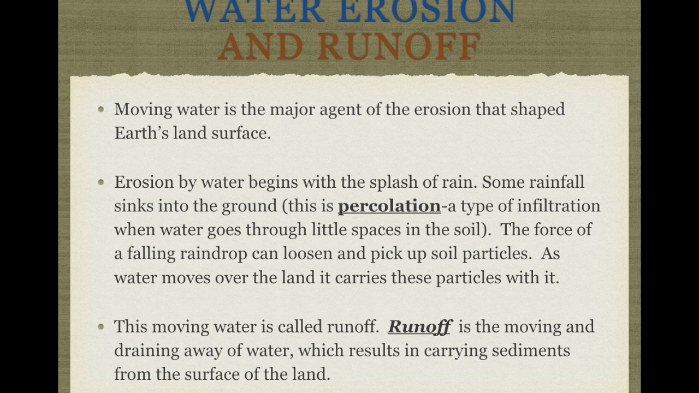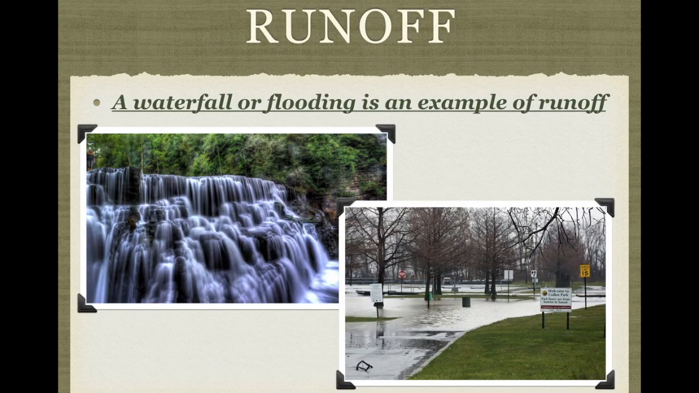So if we have holes in the soil, water goes in the holes, that's infiltration, specifically called percolation because it's water going in through little spaces. Infiltration just means going in. And then if all those spaces are filled up, then we basically have maybe flooding or the water has to move on, and that's called runoff. Now remember, we did briefly talk about the soil that holds water is actually called an aquifer. Here's an example of runoff. We have flooding and we also have waterfalls.